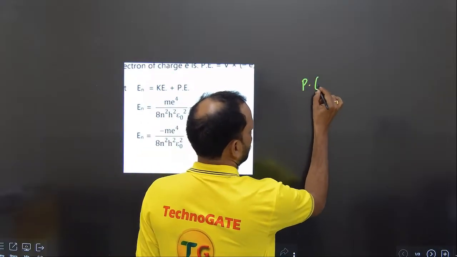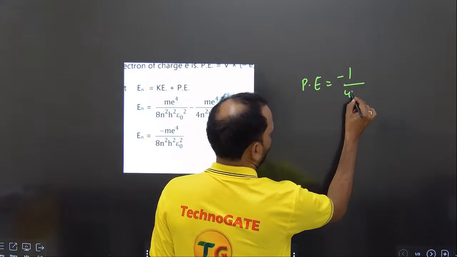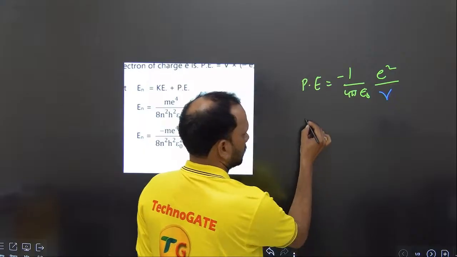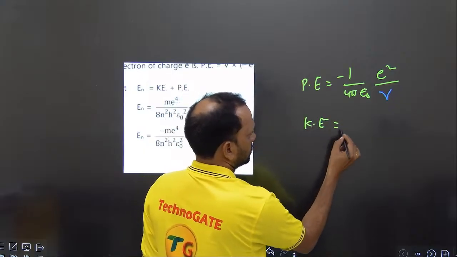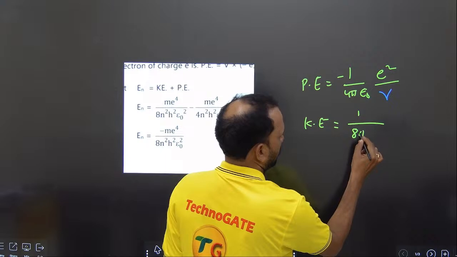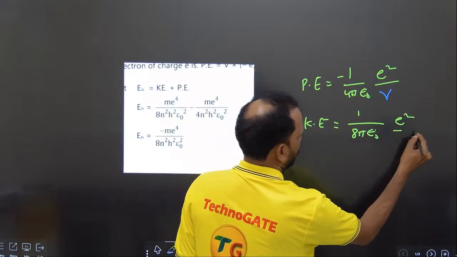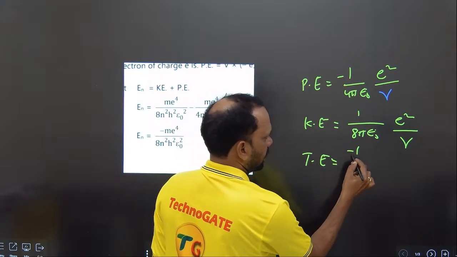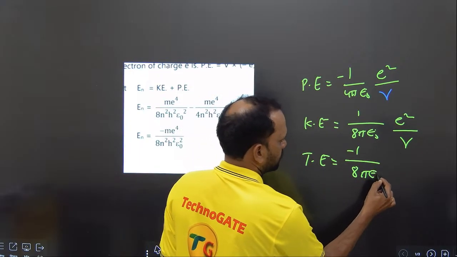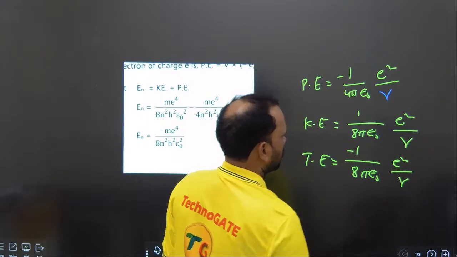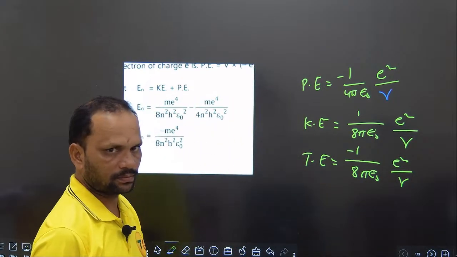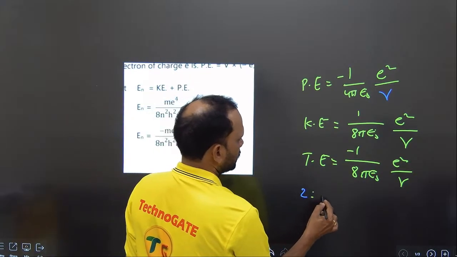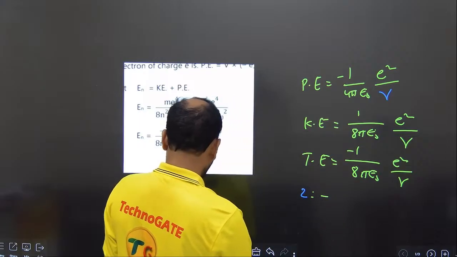Potential energy is equal to minus 1 by 4 pi epsilon naught into e square by r. Kinetic energy is equal to 1 by 8 pi epsilon naught into e square by r. Total energy is equal to minus 1 by 8 pi epsilon naught into e square by r. These are the formulas we have given. The ratio is also given. The ratio is 2:1:-1.